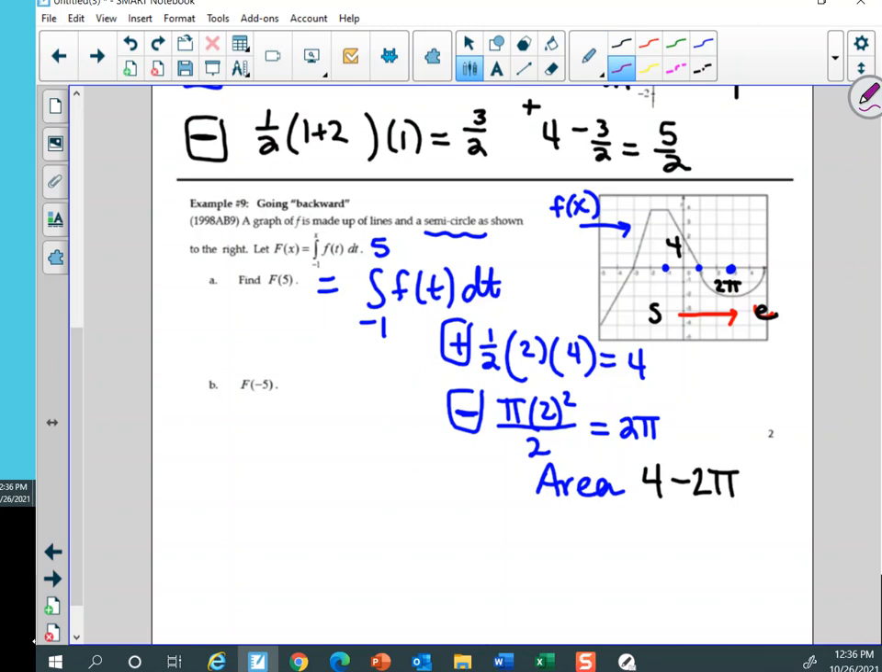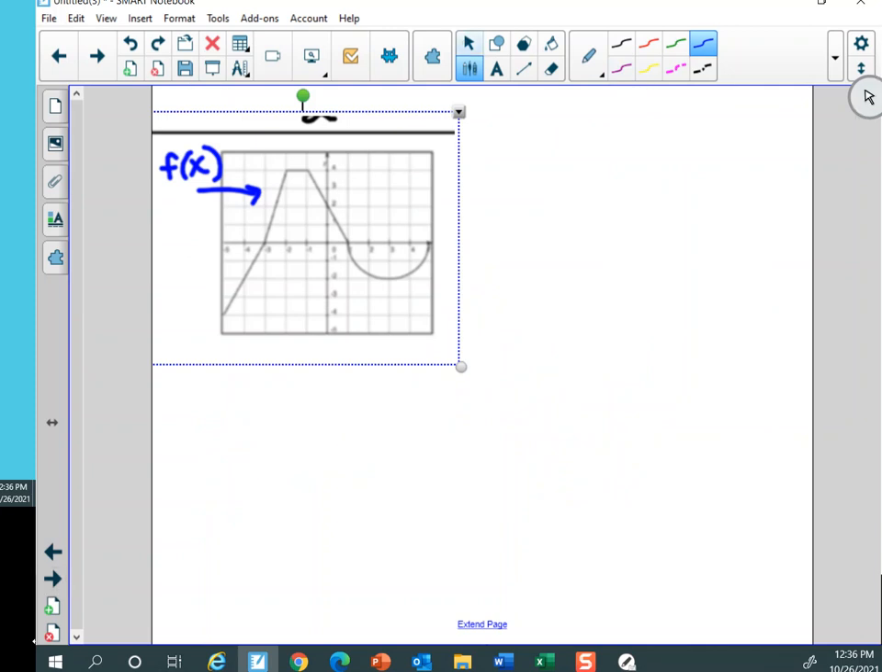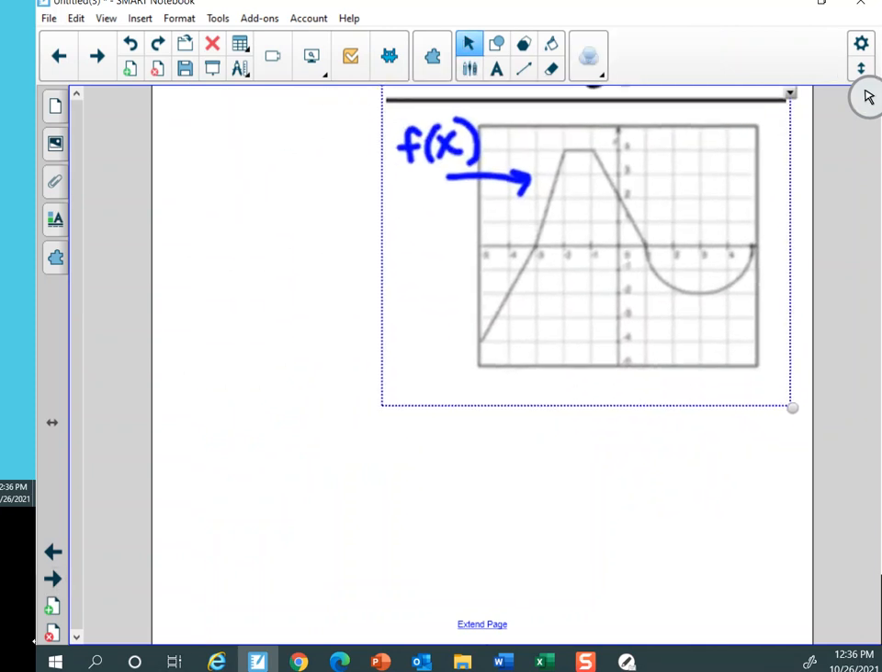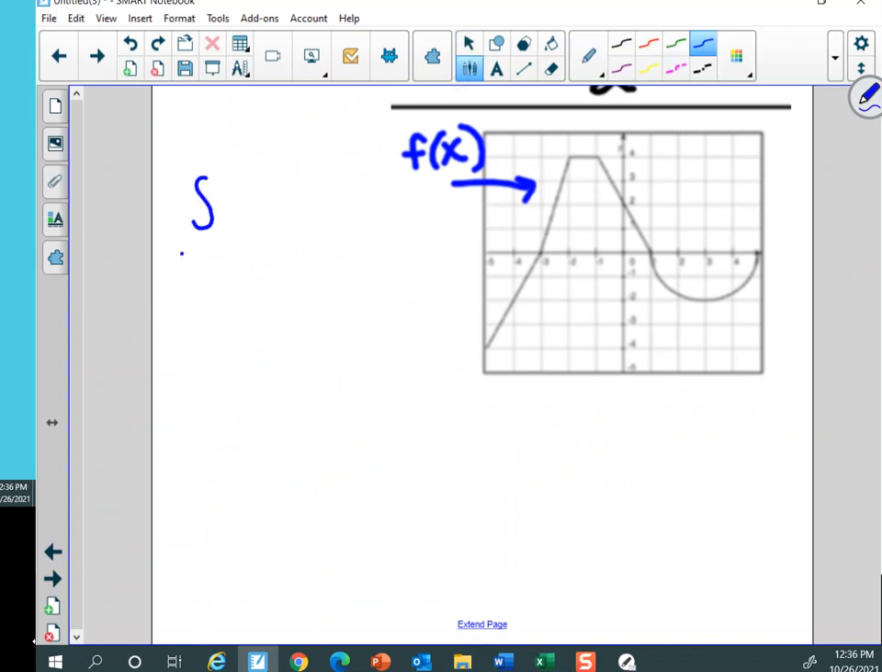If I'm asked to do F of -5, that's going to be the integral from -1 to -5 of f of t dt. This is where I'm going to go on my new page, so I have this guy to work with. All right, so here he is. We're going to do an integral from -1 to -5 of f of t dt. So that means I'm going to start here, and I'm going to end here.